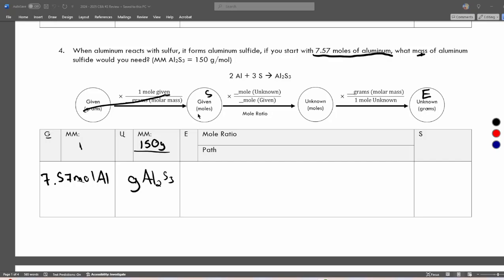Oh, it's a dreaded two-step problem. Two-step problems are the hardest ones because you have to figure out where to start and where to end. But we have our map. So let's rewrite our given.